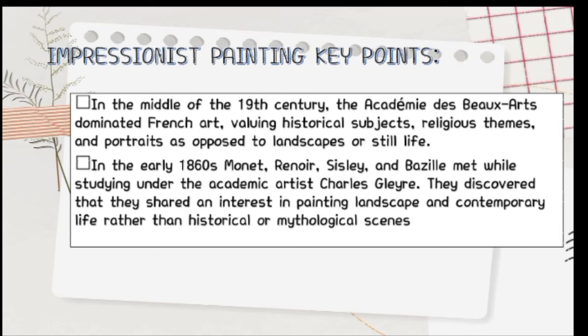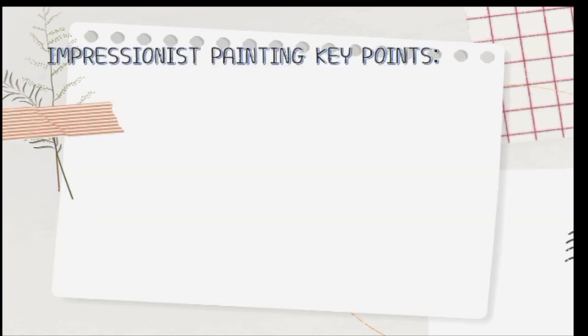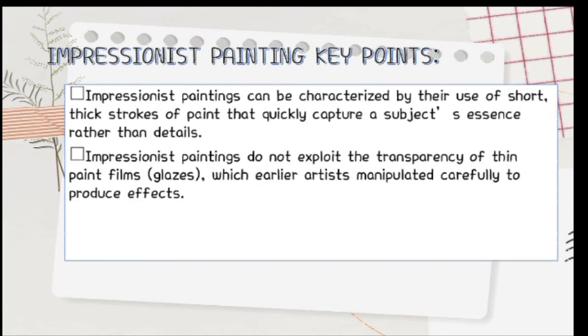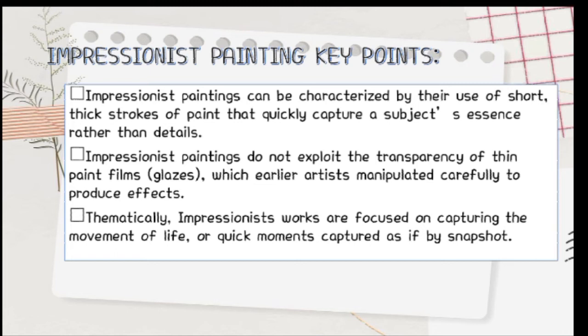Impressionist paintings can be characterized by their use of short, thick strokes of paint that quickly capture a subject's essence rather than details. Impressionist paintings do not exploit the transparency of thin paint film, which earlier artists manipulated carefully to produce effects. Thematically, Impressionist works are focused on capturing the moment of life, or quick moments captured as if by snapshot.